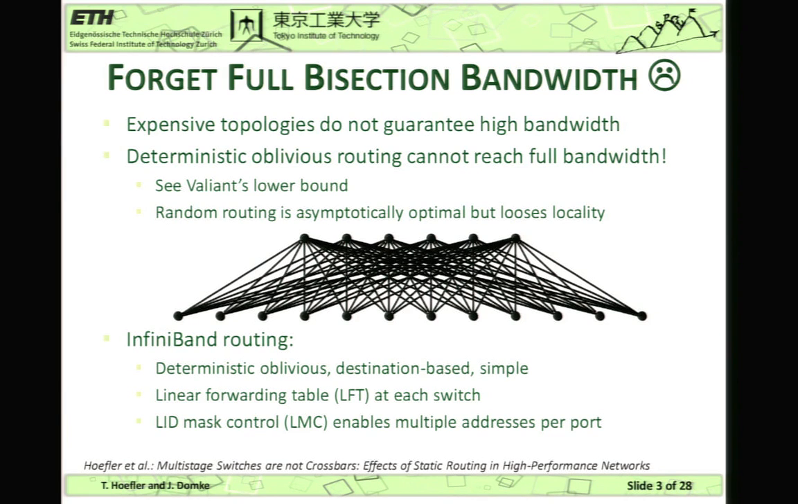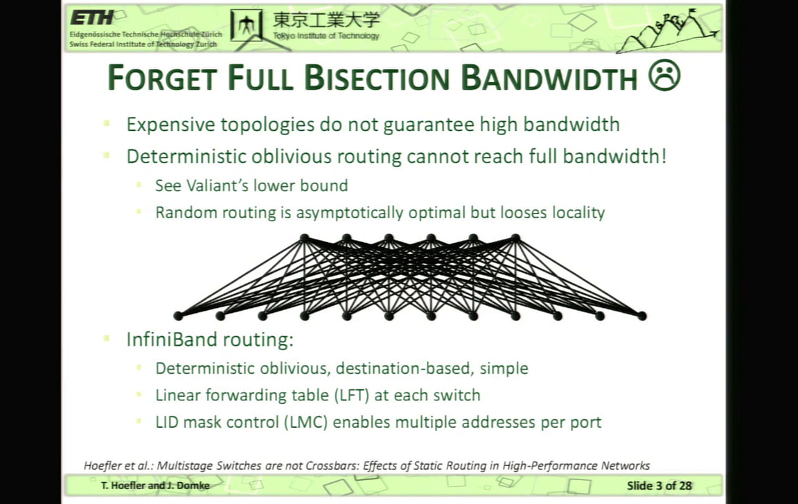The reason why you don't see the full bisection bandwidth in practice is a very theoretical reason that you can look up if you're interested. Valiant wrote a great paper that shows that with static deterministic routing, you cannot reach full bisection bandwidth on this topology. We could do it with random routing, but random routing is not supported by InfiniBand, as I said at the very beginning. So now we have to deal with this.